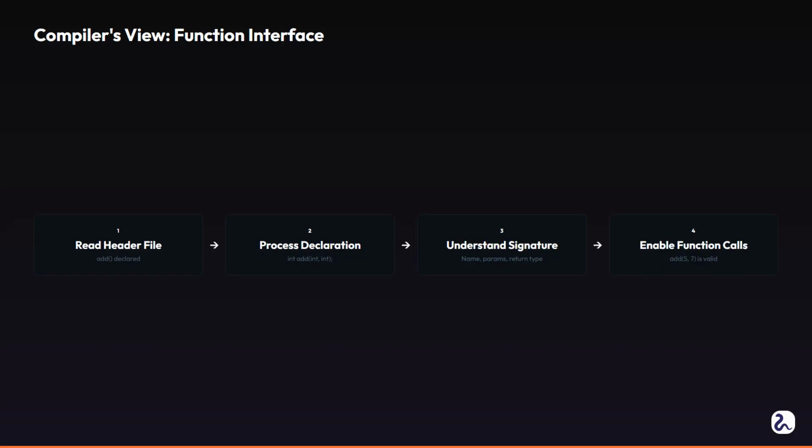The compiler now knows that if it sees a call to add(5, 7), it's a valid function call, and it expects an integer return. It doesn't need to know how add works yet, only that it exists and what its parameters and return type are. This is crucial for allowing different parts of your program to use these functions without needing to see their full implementation.